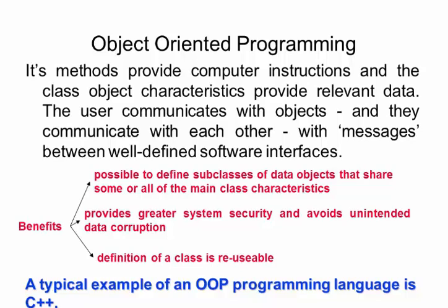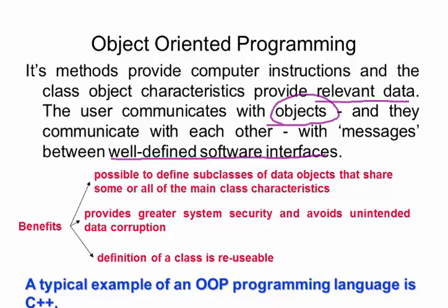So methods provide computer instructions, and the class object characteristics provide relevant data. The user communicates with objects, okay, and they communicate with each other using messages between well-defined interfaces. Think of them literally as, if you wanted to break it down, each object is like a PLC, and the software interfaces are literally like a well-defined piece of serial cable going between the PLCs, except it's all in software. That's all it is. Okay, each object is a piece of code that does some stuff, and the interfaces are just well-defined things so that each piece of code knows how to talk to the other pieces of code.